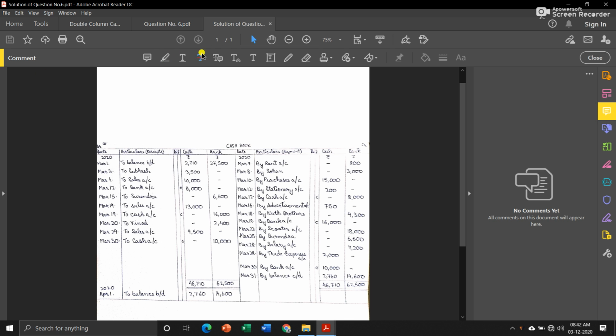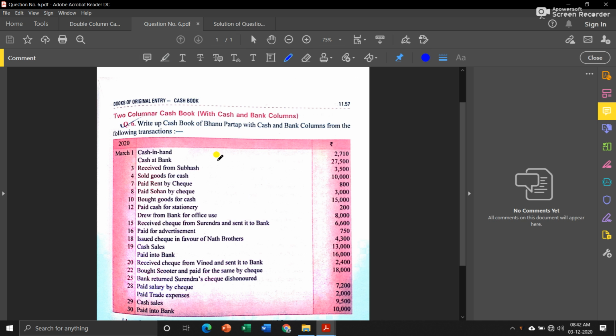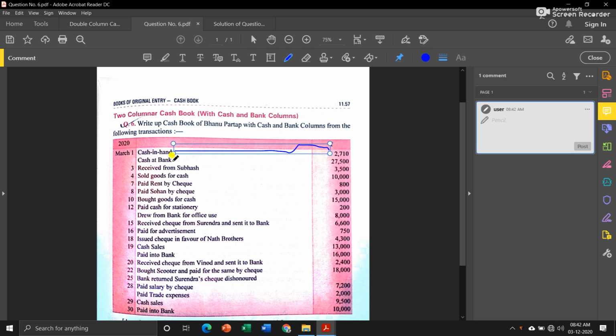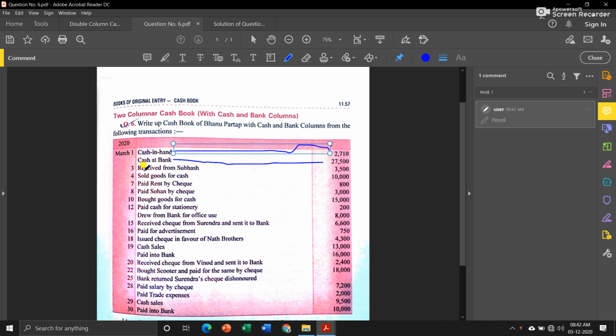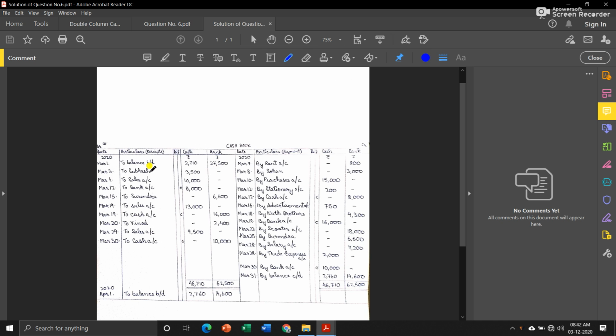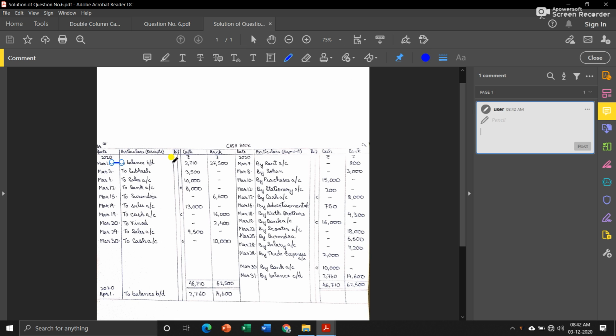The question that I have picked is question number 6 for today. Now let us see the question. Cash in hand, that is cash balance, is 2,700. Then cash at bank, that is bank balance, is 27,500. Since they haven't mentioned bank overdraft, it means that it is a debit balance, and we will write on the debit side of our cash book "March 1, To balance b/d". The cash amount we will write in the cash column, and the bank balance we will write in the bank column.